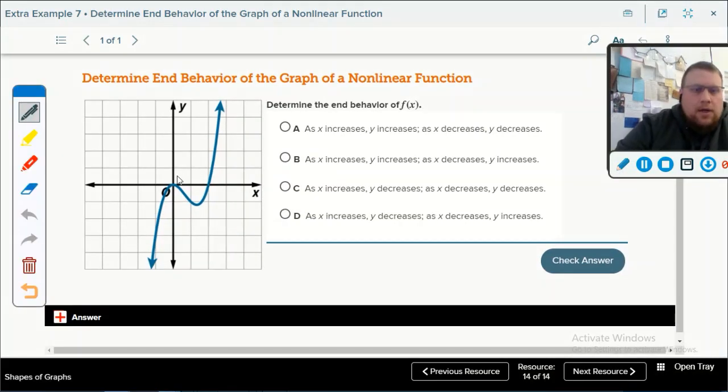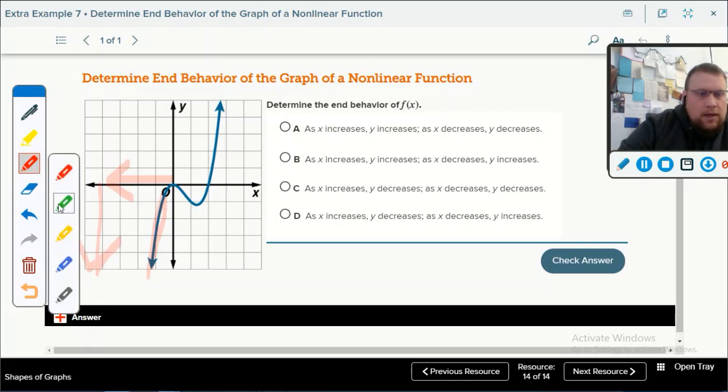But anyway, let's look at this graph right here. What's happening at the end? If I look over at this end, what's it doing? Well, we see that as x is decreasing, our y is also decreasing. And then let's look on the other side of it. As x is increasing, what do we see our y doing? Y is increasing.